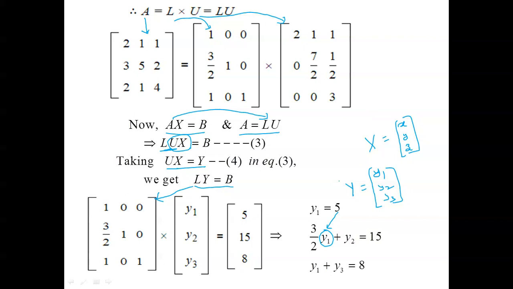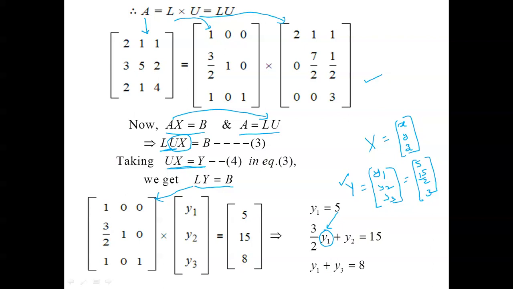okay, so here we get y1 equal to 5, y2 equal to 15 by 2, and y3 equal to 3. This y value we are taking here in equation 4. From equation 4, Ux equal to y. So U is the upper triangular matrix: 2 1 1, 0 7 by 2 1 by 2. Observe that this is U. So substituting in equation 4, Ux equal to y.